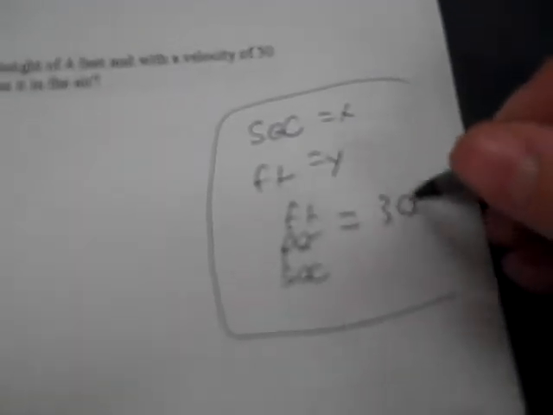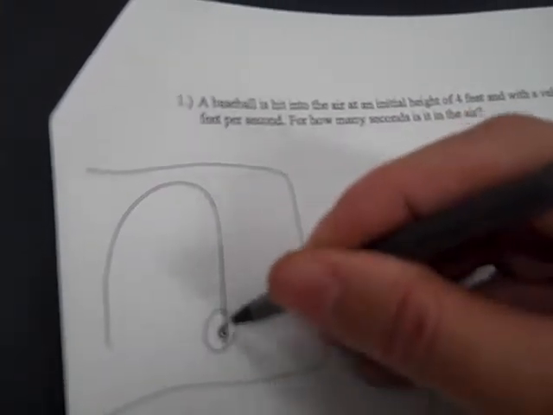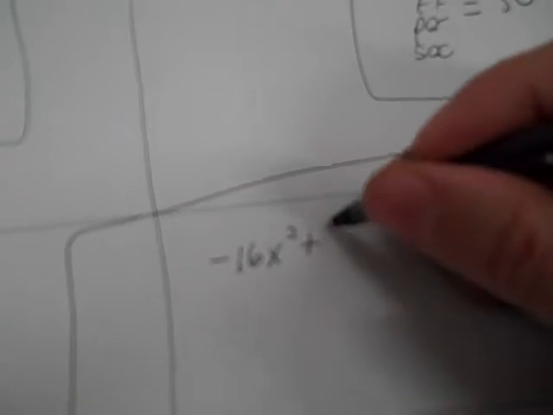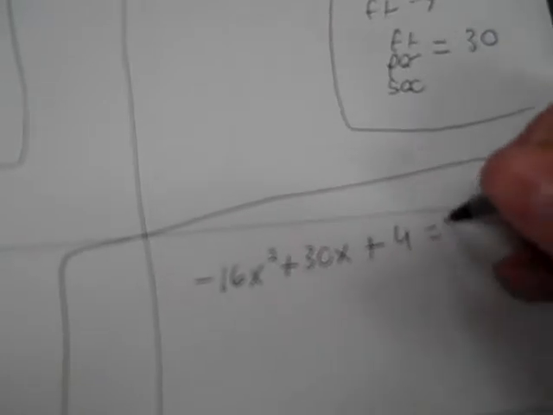Okay, next problem. A baseball's hit in the air with an initial height of 4 feet, velocity of 30 feet per second. How many seconds is it in the air? Okay, so my units are seconds and feet. That's x, and that's y. So feet per second, okay? Feet per second's 30. That's your feet per second rate. And again, it's a parabola. We want to find out the landing spot on the ground. So again, gravity, negative 16x squared plus the velocity of 30x plus your starting height of 4. So now we have a trinomial.